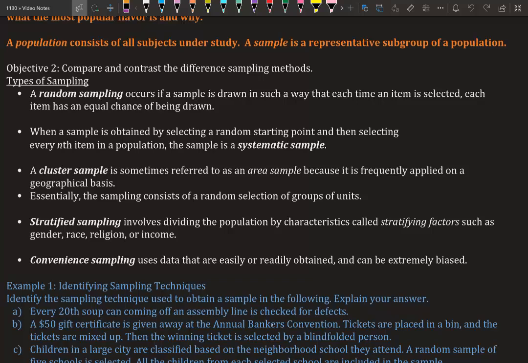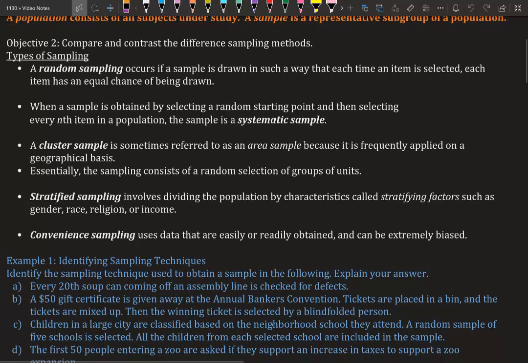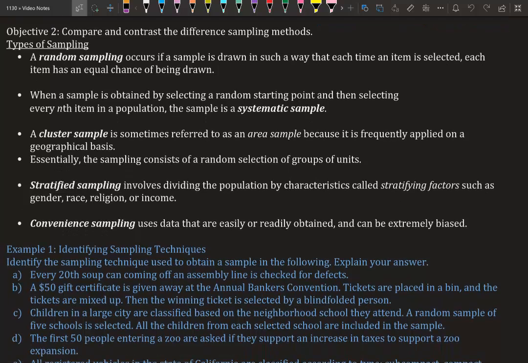So like an assembly line where you check every 10th car, or you check every 100th TV, or you check every 50th valve, like every so often you're going to check something. A cluster sample is sometimes referred to as an area sample because it is frequently applied on a geographical basis. So essentially the sampling consists of random selection of groups of units. Stratified sampling involves dividing the population by characteristics called stratifying factors such as gender, race, religion, or income. Convenience sampling uses data that are easily or readily obtained and can be extremely biased.